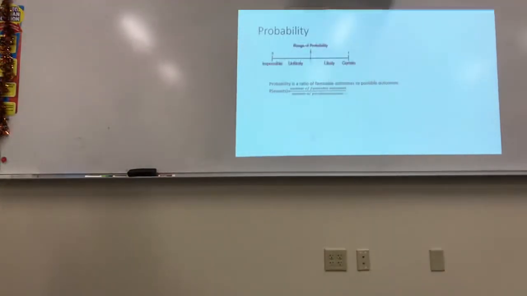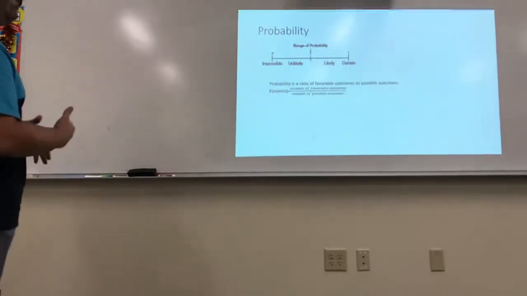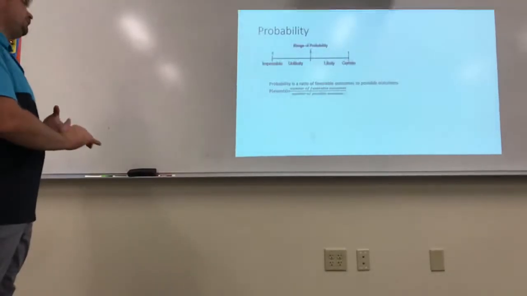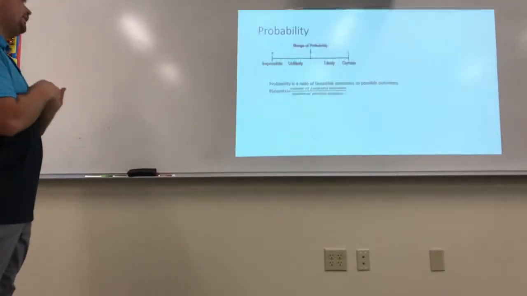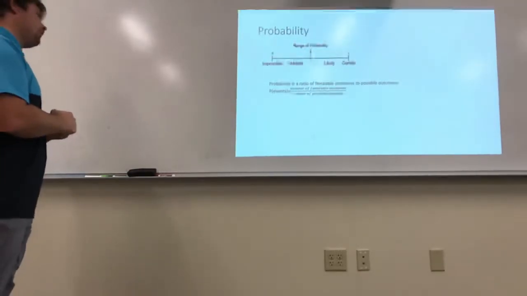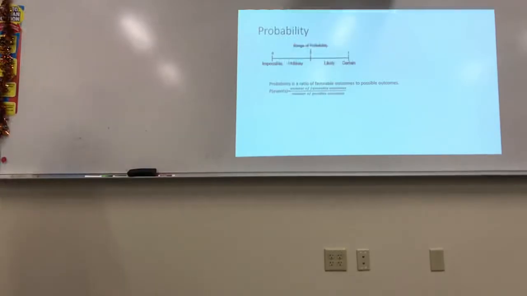Okay, so, range of probability. 0 is impossible. There's zero chance of it happening. Unlikely is going to be between 0 and 1/2, because you're still below a 50% chance. 1/2 is 50-50. There's kind of a chance of both. Likely is anything above 50% or 1/2 probability, and up to 1. 1 is certain, because it's like a 100% chance it is going to happen.